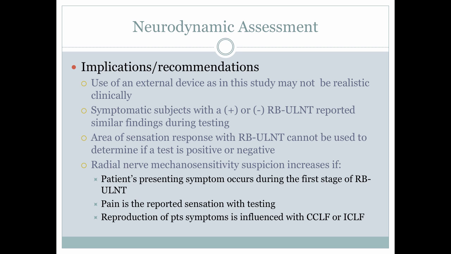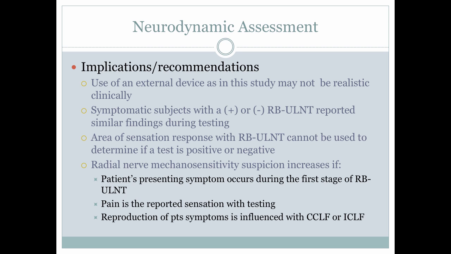So based on these findings, symptomatic subjects in both groups reported similar findings during testing, which creates a challenge clinically when attempting to determine the involvement of the radial nerve. And so things to keep in mind from this study is, again, they used that external device, which may not be realistic clinically. Symptomatic subjects with a positive or negative radial biased nerve test reported similar findings during testing. So again, that just creates a challenge for us in trying to rule in or rule out neurodynamics as an issue. The area of sensation response cannot be used to determine if a test is positive or negative.